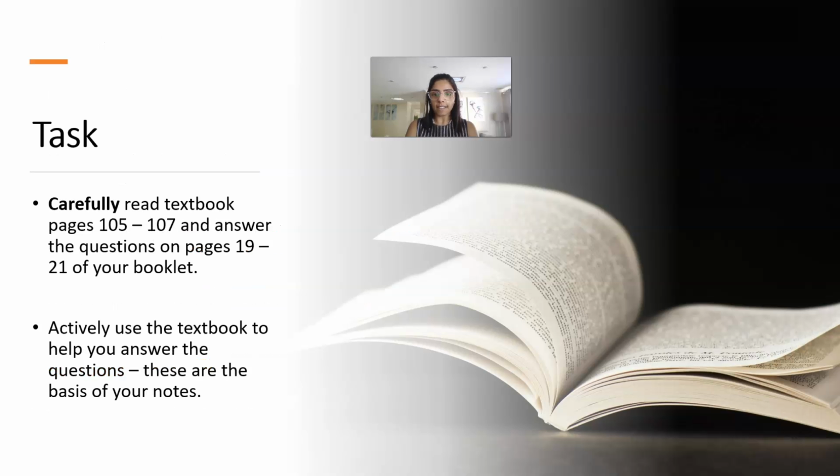Okay, so that's the end of this lesson. Please make sure that you go back and read pages 105 to 107 of your textbook. There's a lot of information here. Make sure that you understand it. Please make sure that you also complete pages 19 to 21 of your class booklet and make notes that will help you to summarize this content.